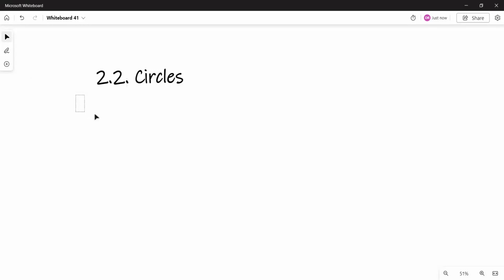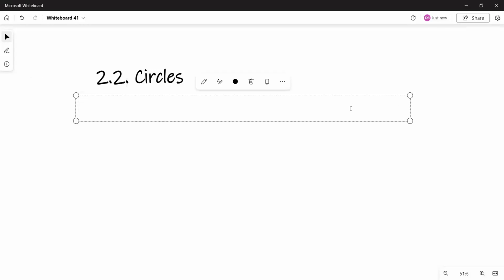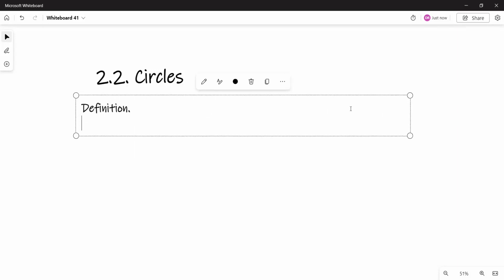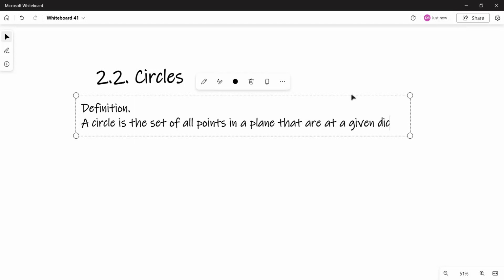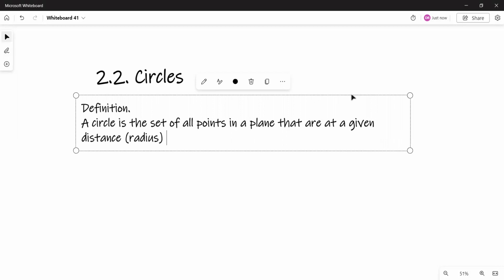So by definition, a circle is the set of all points in a plane that are at a given distance. That distance is called the radius, from a given point called the center.